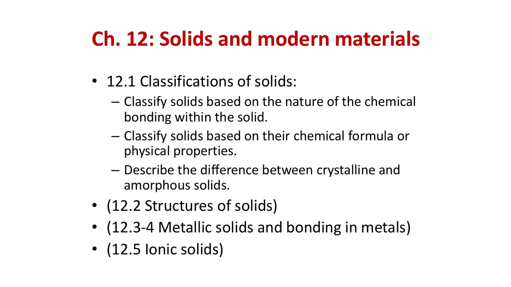But we're going to talk about how we can classify solids based on the type of bonding that takes place within the structure of the solid. So we're going to try to classify a few different types of solids based on their formulas and talk about some of their physical properties, and then we'll describe some of the differences between a crystalline versus an amorphous solid. And then we're not going to talk too much more about some of the finer details of structure.